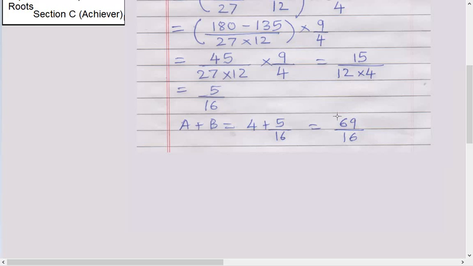If it's improper, then put it like this. If it is mixed fraction, put 4 5 by 16. And if it is decimal, then divide it and write the answer. Okay.